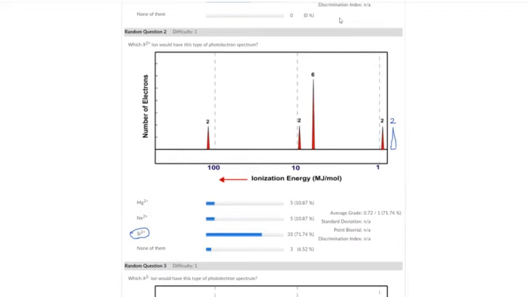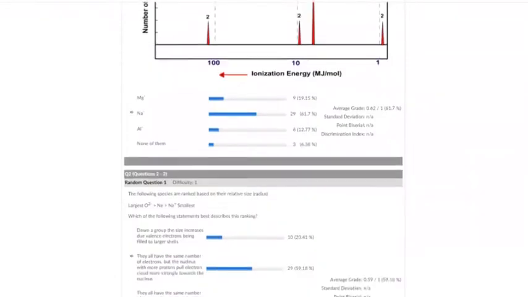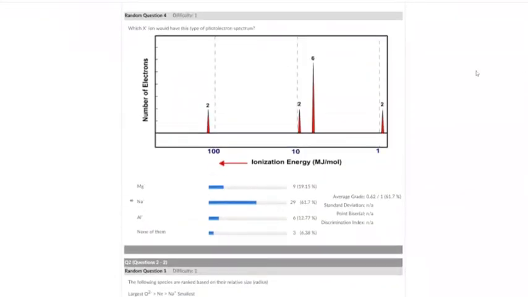Okay, now on to a different type of question. Okay, let's do this X minus. So if X minus has this 4-electron spectrum, and then the neutral X should have one less electron than what we see here in the 4-electron spectrum.